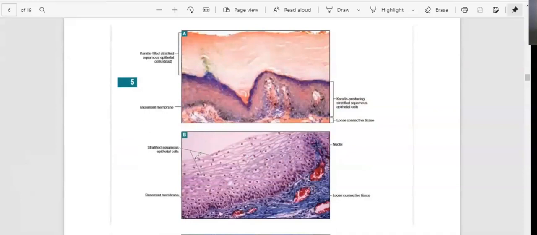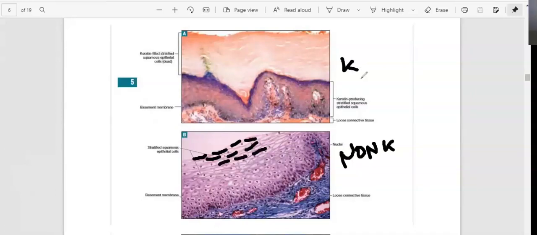In here, you can clearly see the flat cells right there. And you can see there are multiple layers, right? So then what's the difference? This one is going to be keratinized. This one is going to be non-keratinized, right? So then what's the difference between keratinized and non-keratinized? You can fairly easily understand that by looking at your hand. Your palm is going to be keratinized. The dorsal side of your hand is going to be non-keratinized.